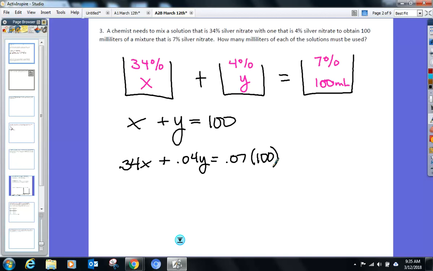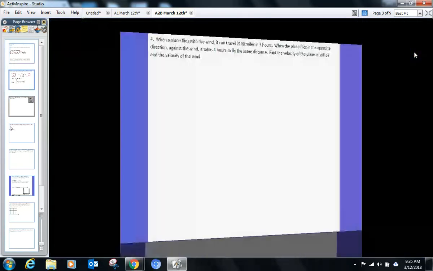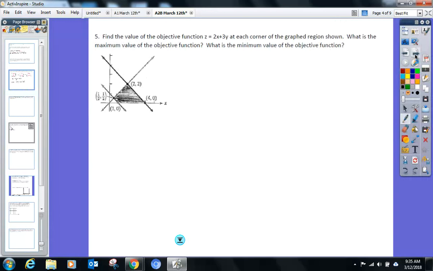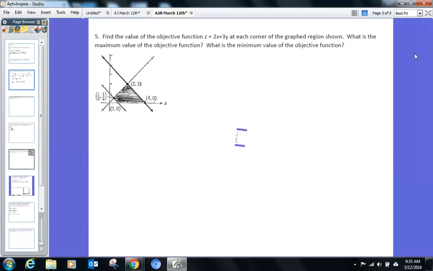Questions? You're going to have one tomorrow with the mixtures. If it makes you feel good inside, we're having saline solution mixtures tomorrow. I'm not going to do 5 with you. I think you guys can figure out the region on your own and plug it into your objective function. What's the minimum value? What's the maximum value? You guys can do that on your own. I told you the points up there, so you're set.